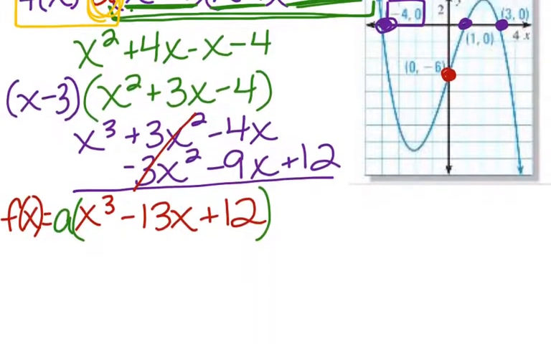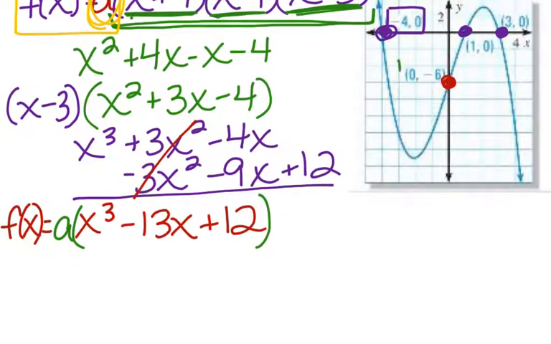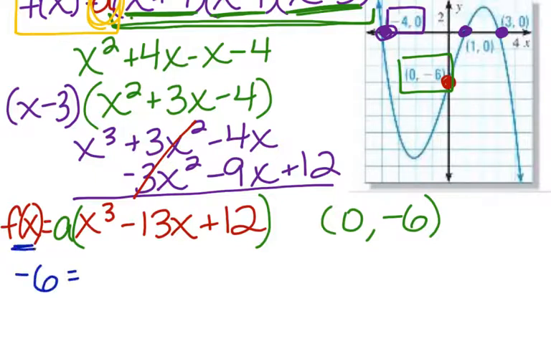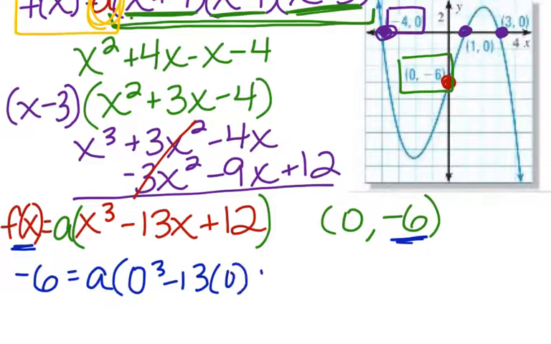Now, we'll take this other point that we had here, which was (0, -6). And what that means is if I were to substitute 0 into the equation, I would want a y value of negative 6. So in f of x we're going to put negative 6. Remember that f of x is really just the same thing as my y value, equals a. And then we'll substitute 0 in for x, and this works out nicely because you get 0 cubed minus 13 times 0 plus 12 from putting that 0 in for both of the x's.